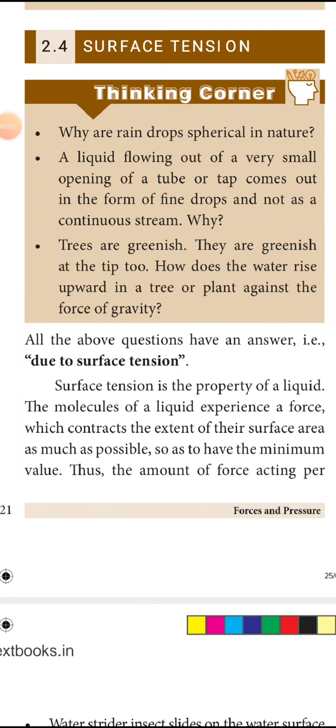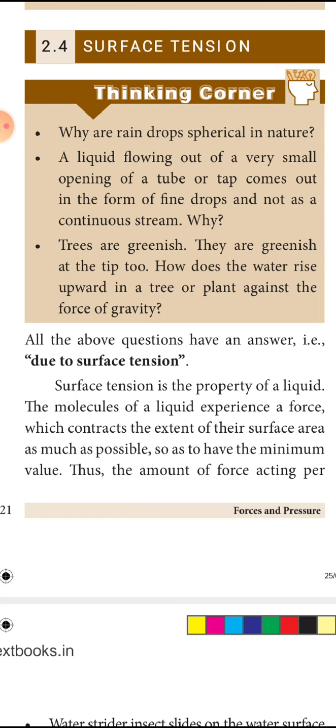In this video class, we will see the surface tension. Why are raindrops spherical in nature? A liquid flowing out of a very small opening of a tube or a tap comes out in the form of fine drops and not as a continuous stream.